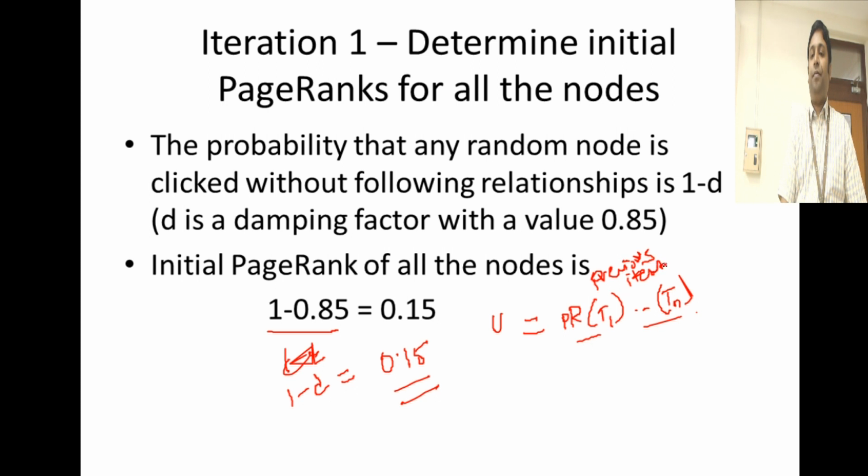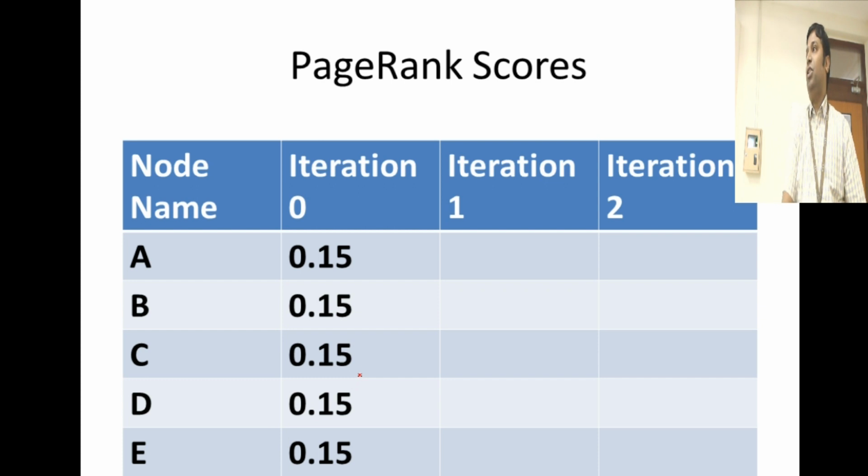Now I may be confusing you here, but at least you understood this. In iteration 0, what we do is we just assign initial PageRanks to all our nodes. How do you assign that? It is 1 minus d. The probability of clicking any node, taking any node at random, is 1 minus d, that is 0.15. So after iteration 0, this is the score for all the nodes.